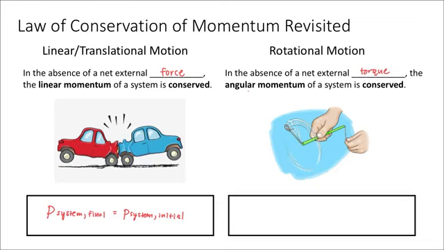But this is how we can apply our conservation of momentum equation from linear momentum to angular momentum. And in equation form, it would look like that.